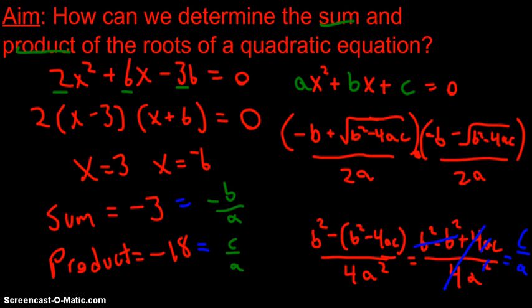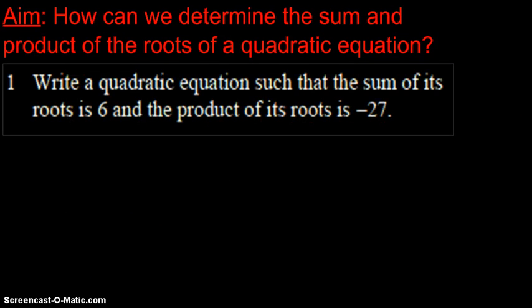So let's take a look at a couple of test questions that get asked on the nature of the roots, and I have 3 of them that come from the New York State Algebra 2 Trig Regents. Anyways, let's take a look. First is to write a quadratic equation such that the sum of its roots is 6 and the product of its roots is 27. So we're looking for values of a, b, and c.